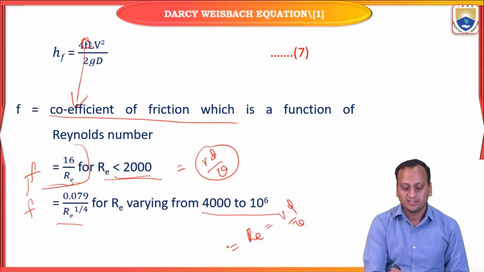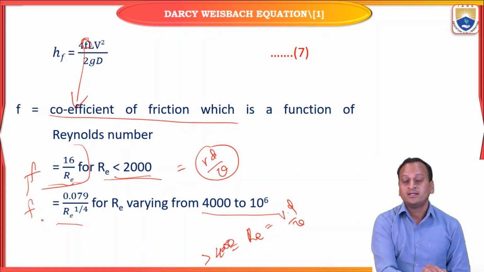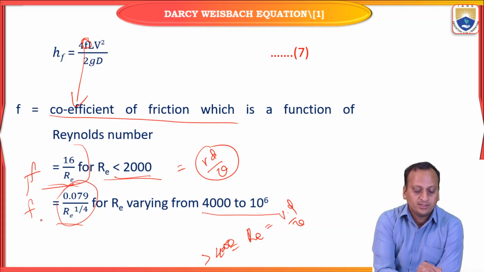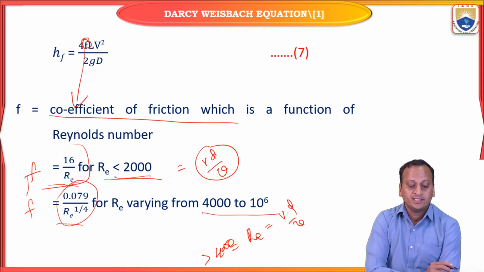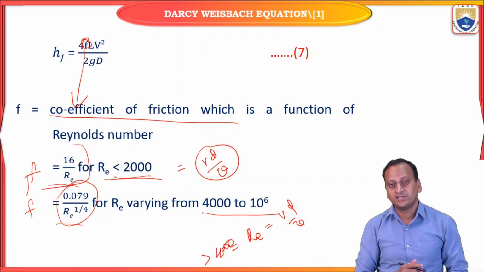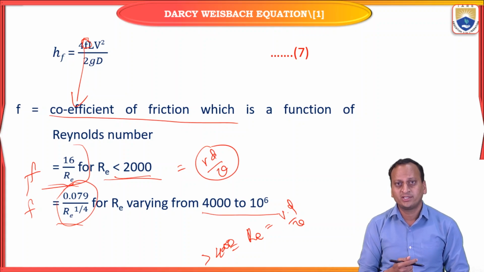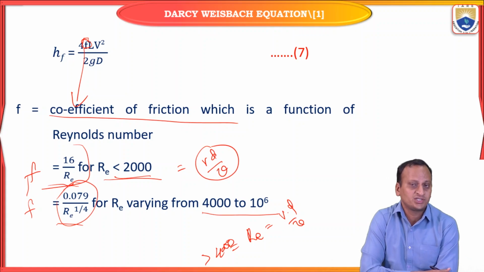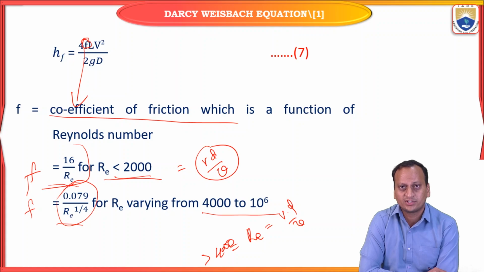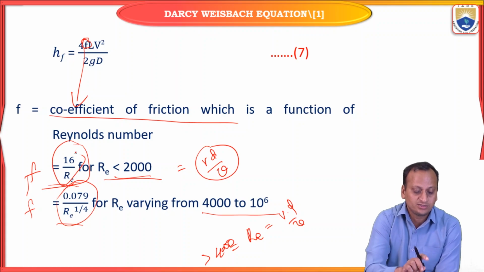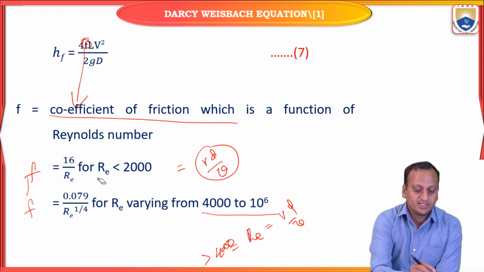If the value is greater than 4000, then you have to use the coefficient of friction as 0.079 by Re power 1 by 4. This is the relation you have to use if the Darcy-Weisbach equation is 4FLV square by 2gD. If it is FLV square by 2gD, the f indicates the frictional factor, but in 4FLV square by 2gD, it is known as the coefficient of friction. The f can be calculated by using these two relations.